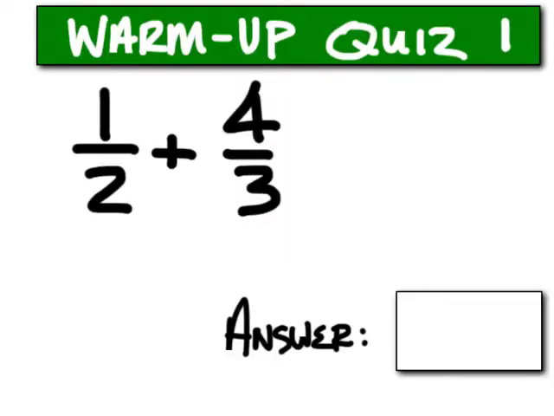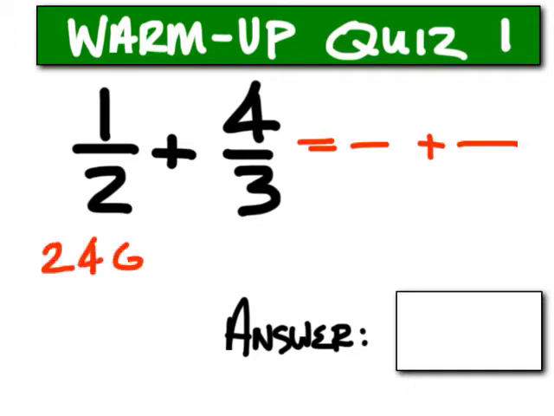Warm up 1, 1/2 plus 4/3. Express the answer as an improper fraction or a proper fraction, whichever is needed. No mixed numbers. To get the answer for this, you have to first find a common denominator. To find the common denominator, list the multiples of 2.